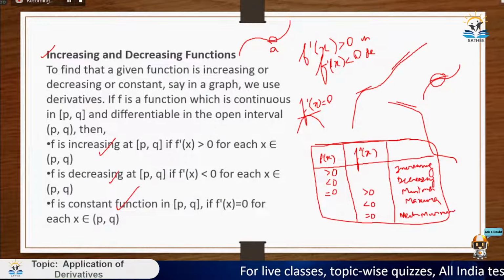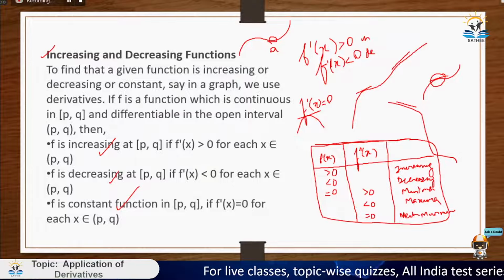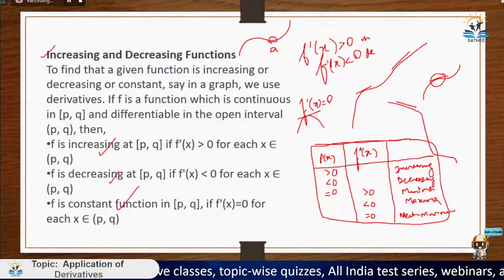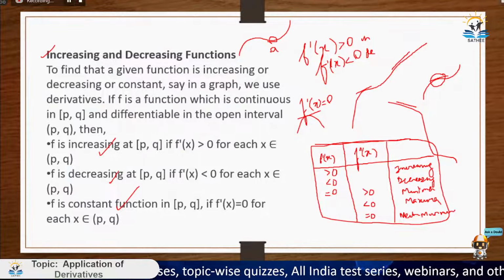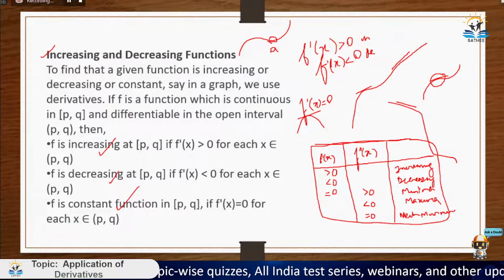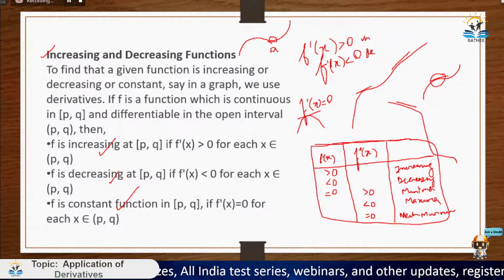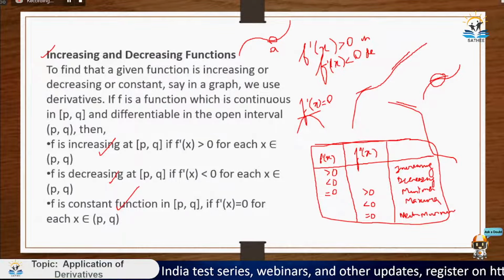The second use of f double dash x is maxima and minima. If f double dash x is greater than 0, you will get minima, and if it is less than 0, you will get maxima. For monotonicity, you can check using f dash x only. I hope you got it. For tangent and normal, there is no need of f double dash x.